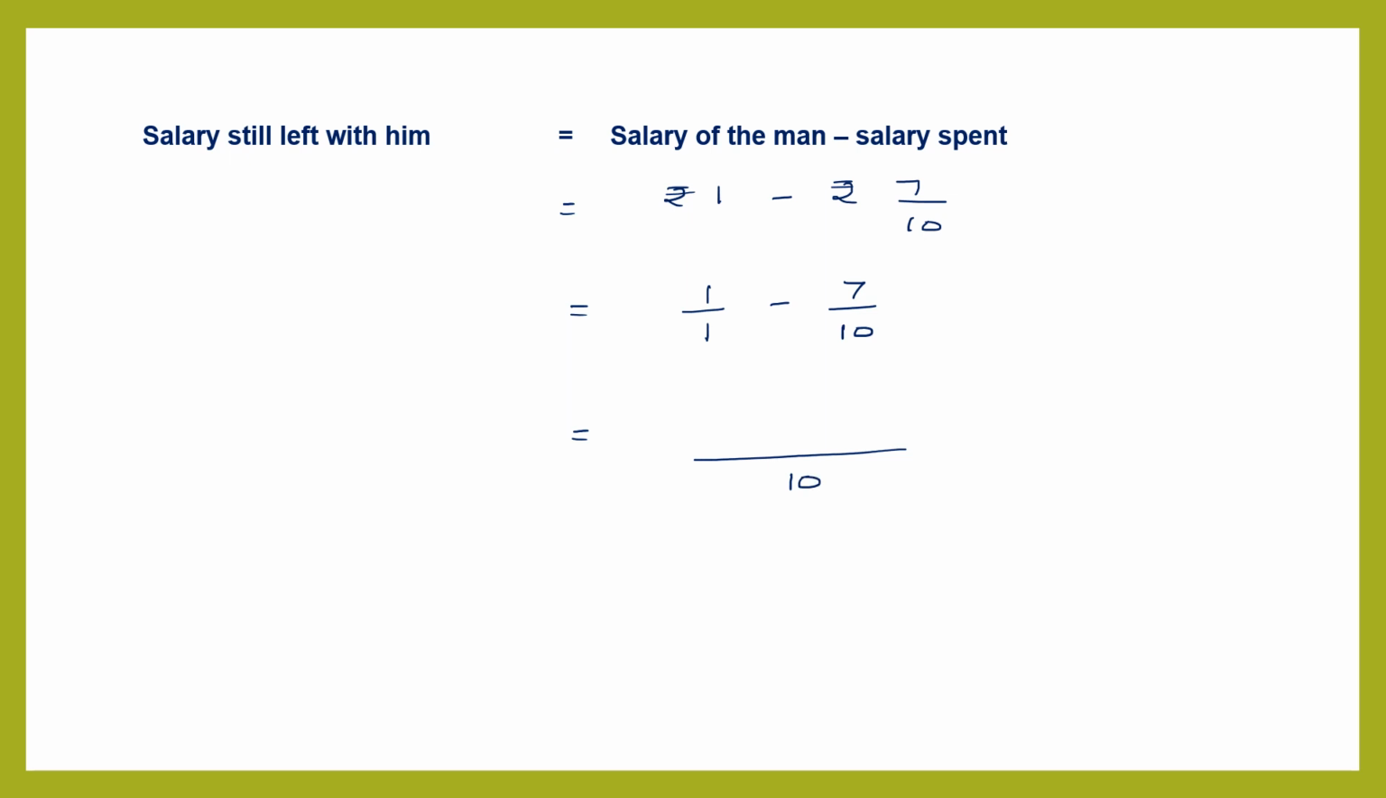The LCM will be 10 because the other number is 1. So 1 into 10 is 10. So we multiply this also by 10. 1 into 10 is 10 minus, so here we go, 10 ones are 10, so 7 into 1 is 7. So 10 minus 7 is 3 by 10. So the salary still left with him is 3 by 10.